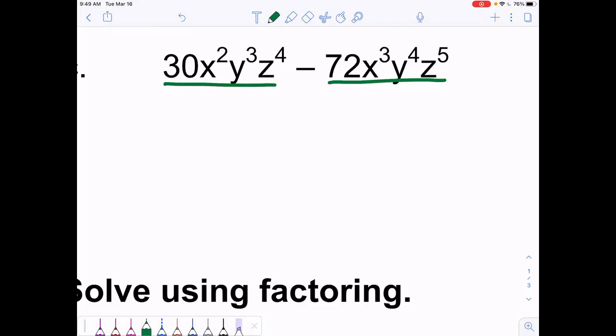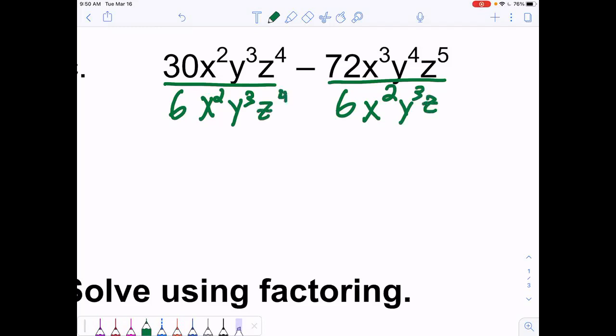Would it be 6? Got it. Good, 6. So now let's look at our X values. Josh, what's your GCF with the X's? X squared. Good, how about your Y's? Y to the third. Good, and lastly, your Z's? Z to the fourth. So once you have those, you can rewrite it.